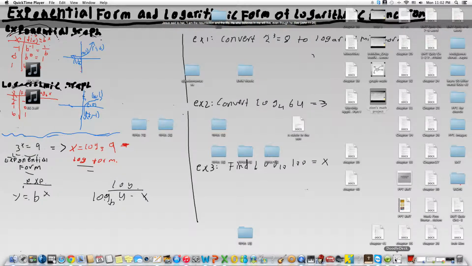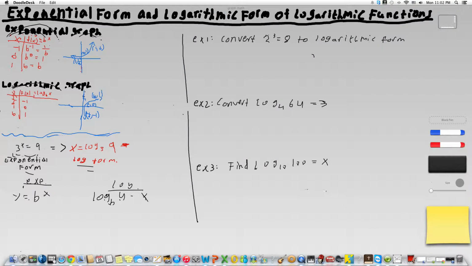Hi, I'm Zion, and today I'm going to go over exponential form and logarithmic form of logarithmic function with their graphs. So first I want to go over the graphs of the exponential and logarithmic functions.